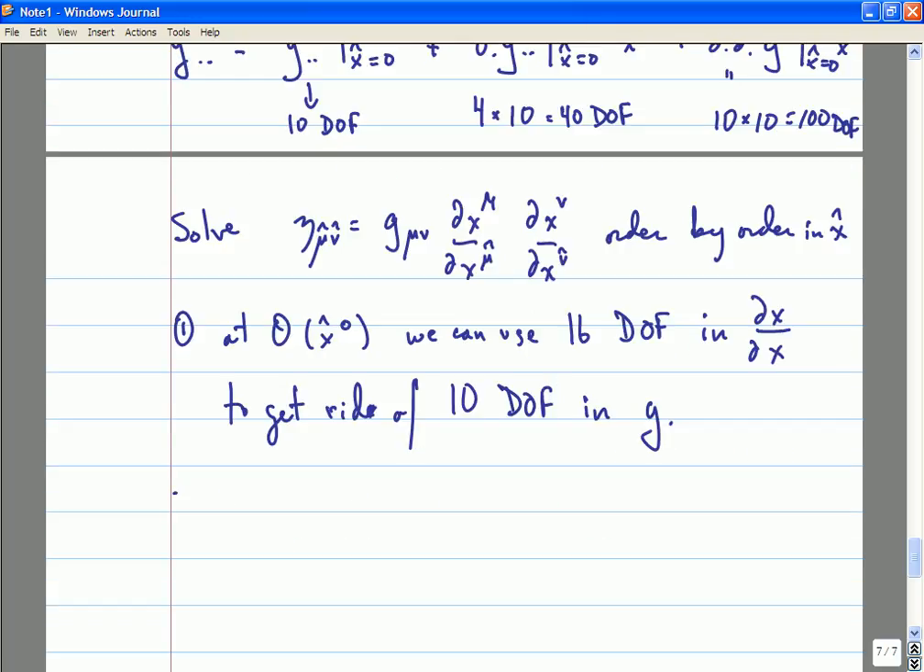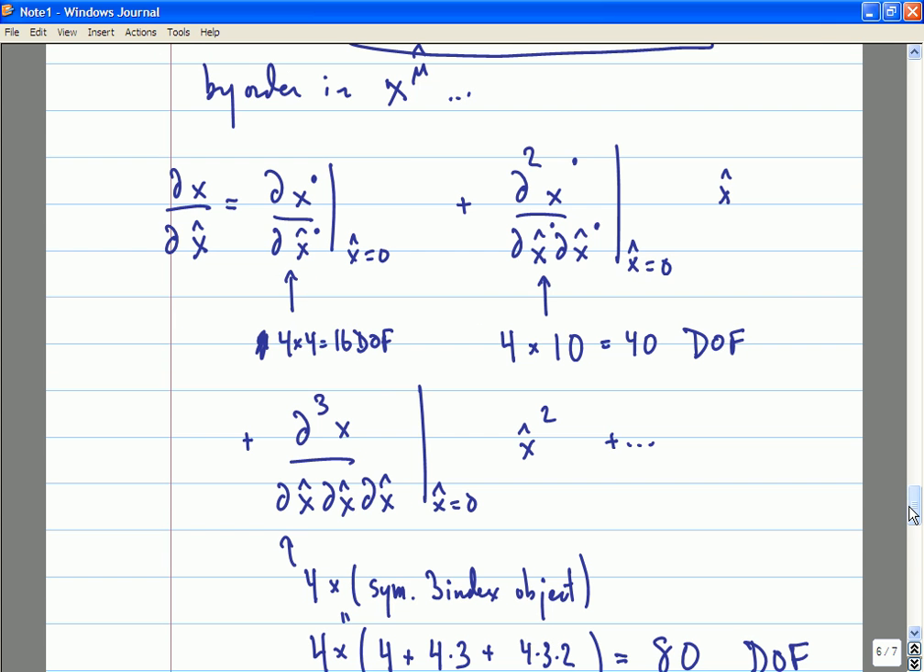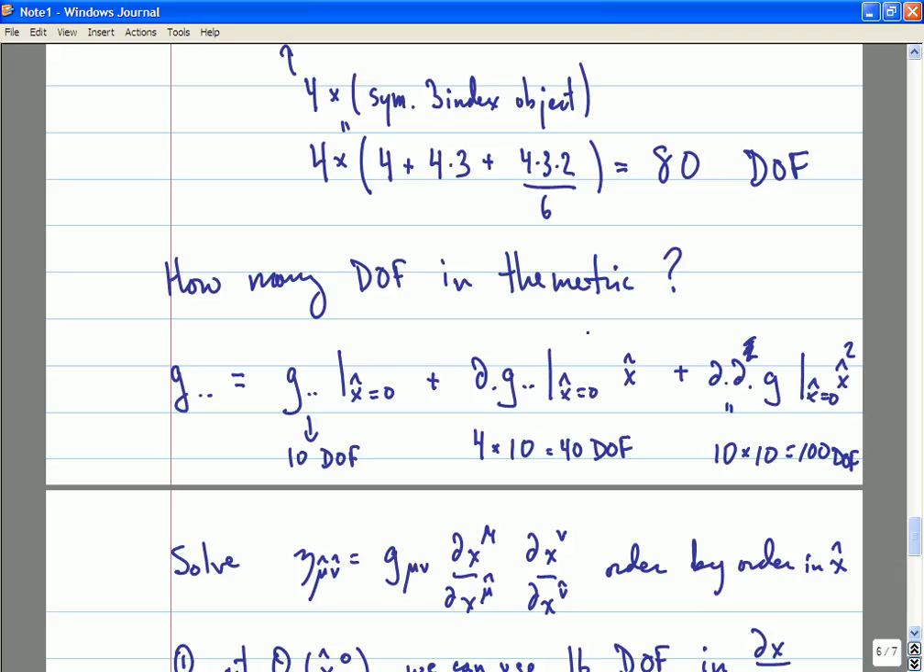Now, here's the neat part. We can also do the same thing at first order in x. So remember that at first order in x, as we saw right here, there are 40 degrees of freedom in the first derivative of the Jacobian matrix, and there are 40 degrees of freedom in the first derivative of the metric. So we have 40 equations for 40 unknowns, and we can find a solution.